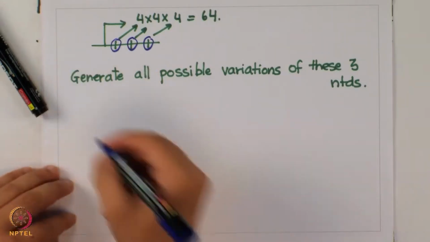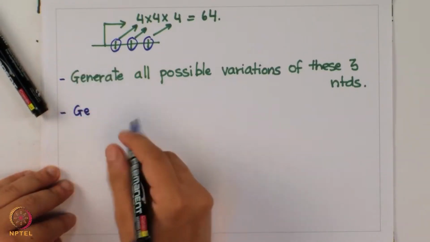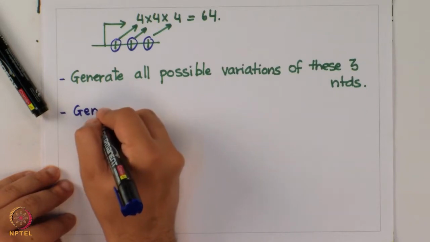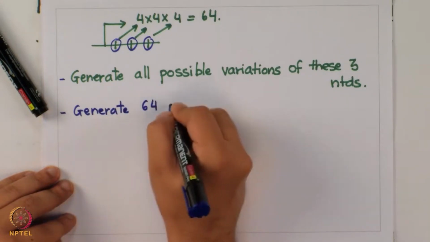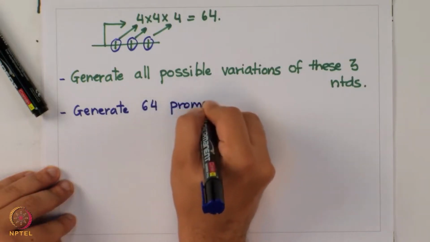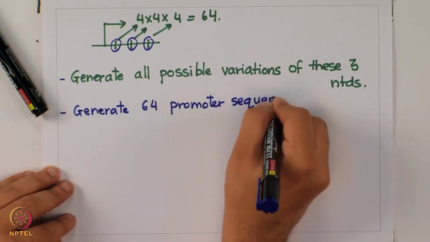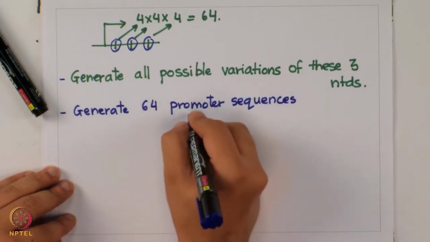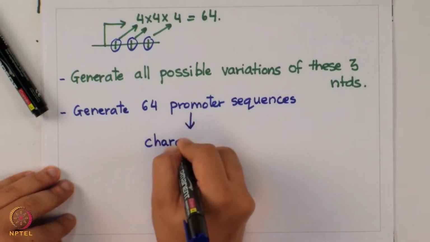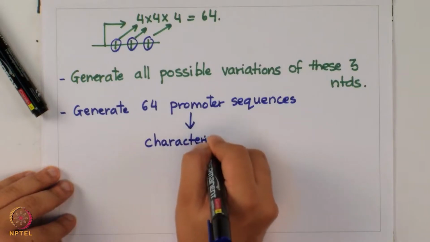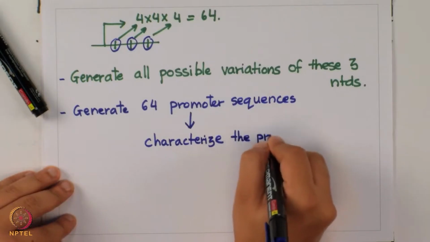So what we do is we generate these 64. We synthesize or generate these 64 variants, 64 promoter sequences, and then perform experiments either in vivo or in vitro to characterize the promoter activity.